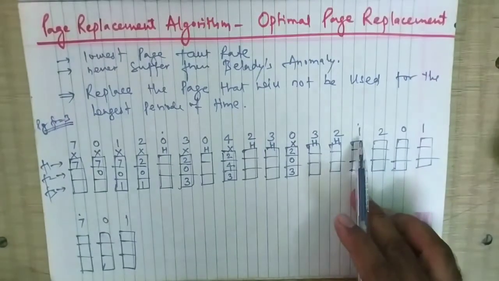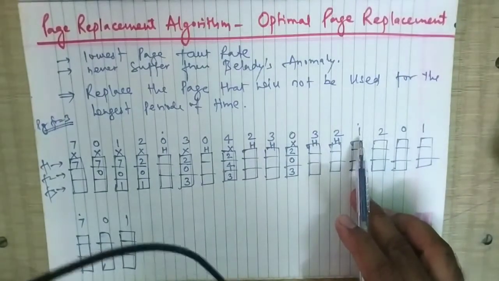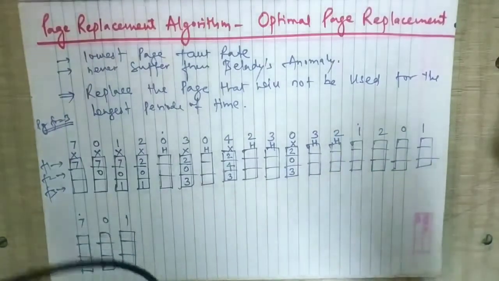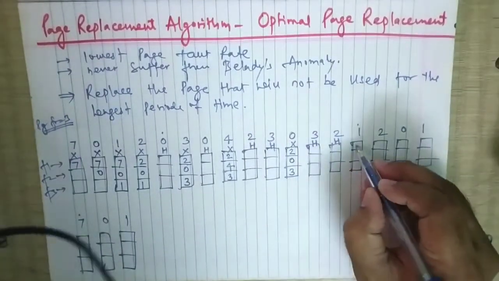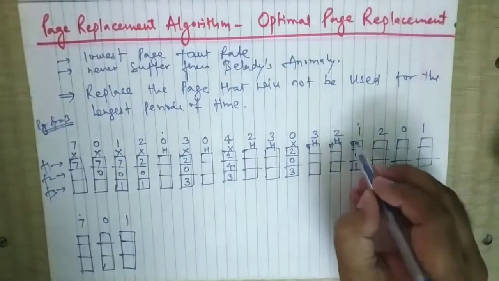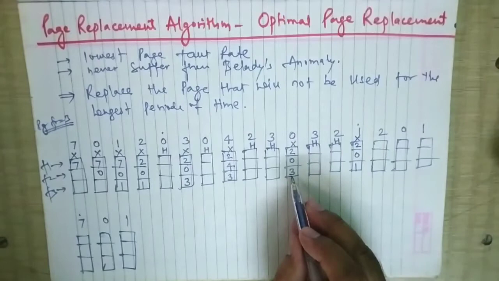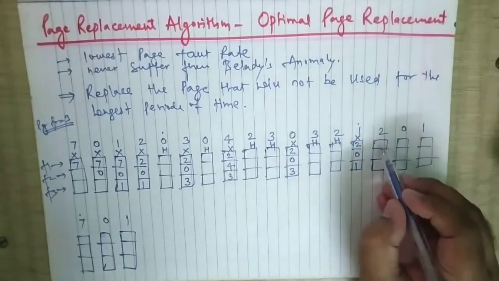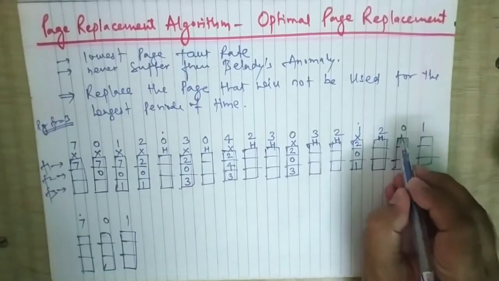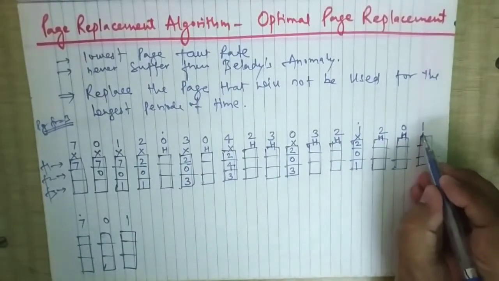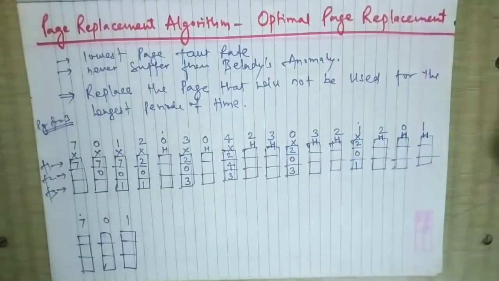So 3 2 1. So where will the 1 go? 1 will go at the place of 0, at the place of 3. So 2 0 1. Okay, so this is done. This is again a miss because this is the 3 which is not there in the list. Okay, so we have done. Now 2 will come, so 2 will be a hit. Okay, hit, then 1 again a hit. Okay, 2 0 1 again a hit.